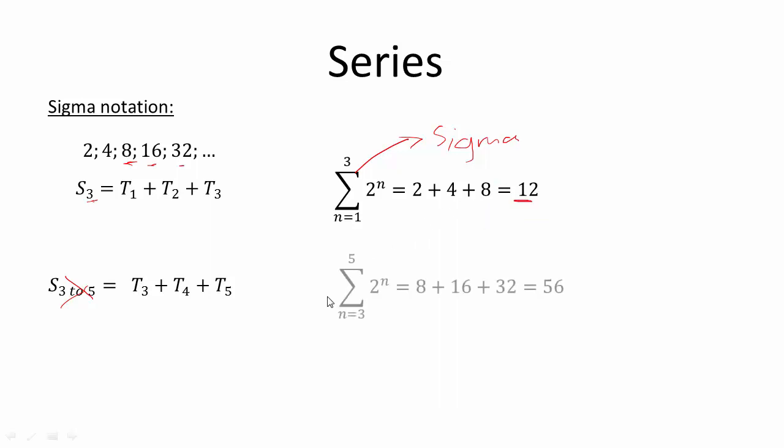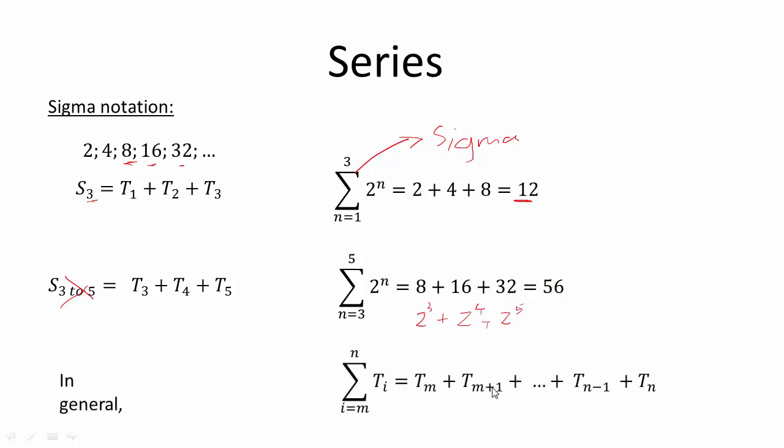This can be even more useful. In our second example, what if we wanted n to start at 3 for the exact same equation and end at 5? Then we have 2 to the power of n. We know that 2 to the power of 3 is 8, plus 2 to the power of 4 is 16, plus 2 to the power of 5 is 32, and that would give us our answer of 56.